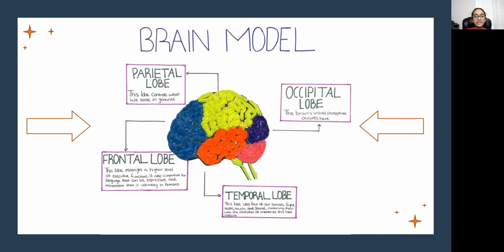And so, as you can see, the lobe that controls what we sense in general is obviously where the Stroop effect must take place, because this activity is all based on what we sense and how our brain is multitasking. So that's it. Thank you.